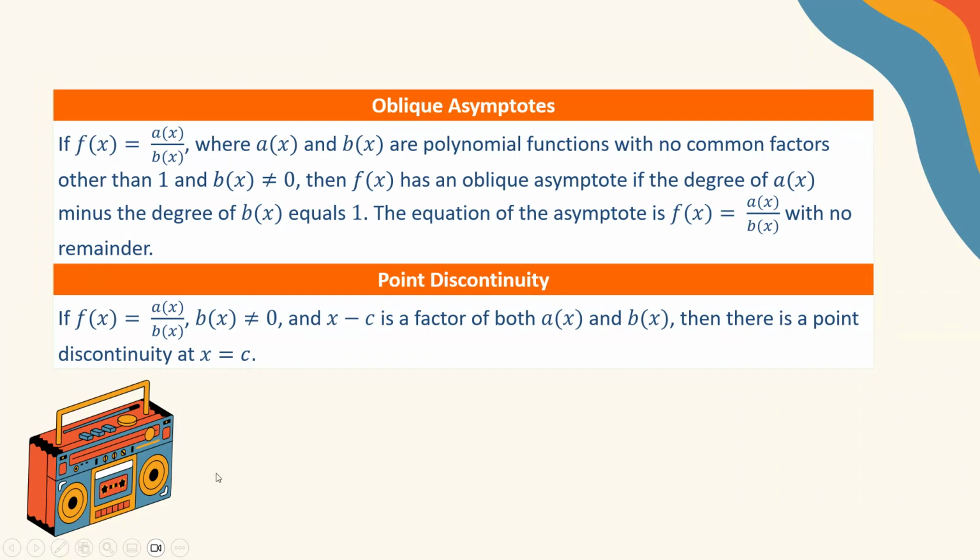And then a point of discontinuity: if we factor both numerator and denominator and they have a common factor, if x minus c is a factor of both, then there is a point of discontinuity. It's like a hole in the graph at that point.